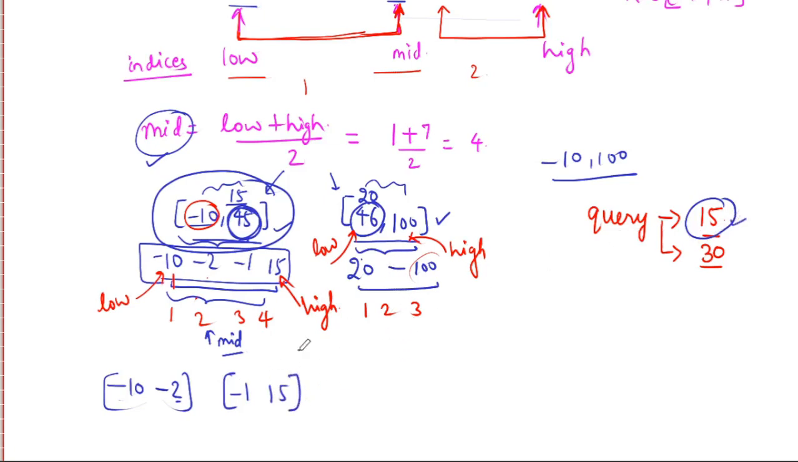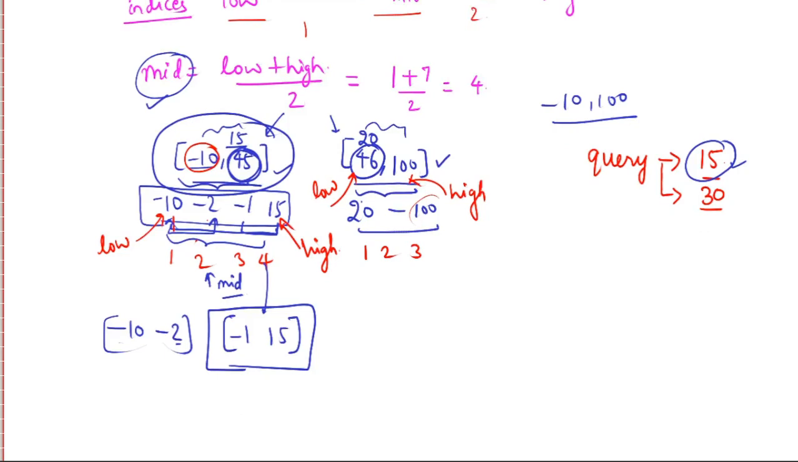Now since 15 is to be searched, one needs to go in this direction. As stated, mid can be included in either of the halves. If mid is included, then mid plus 1 to high has to be included in the second half. The same has been done here. Now 15 has to be searched, so let's break it further.